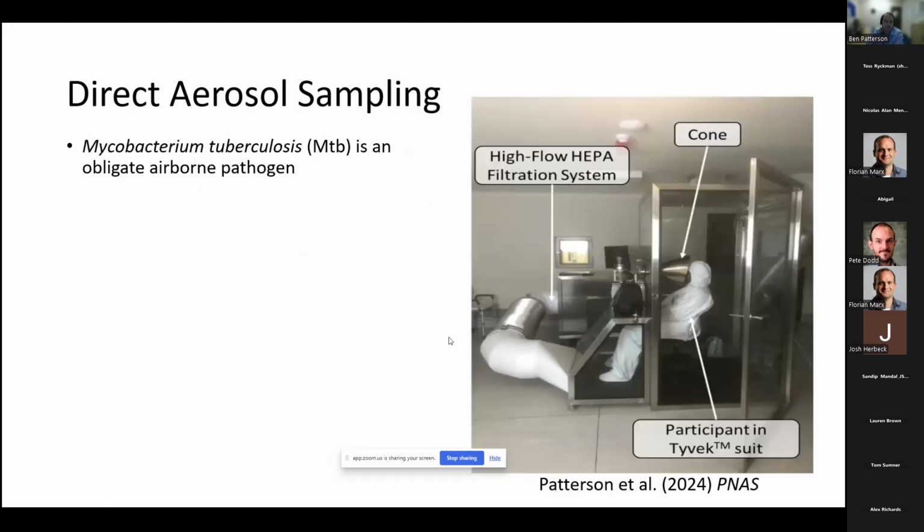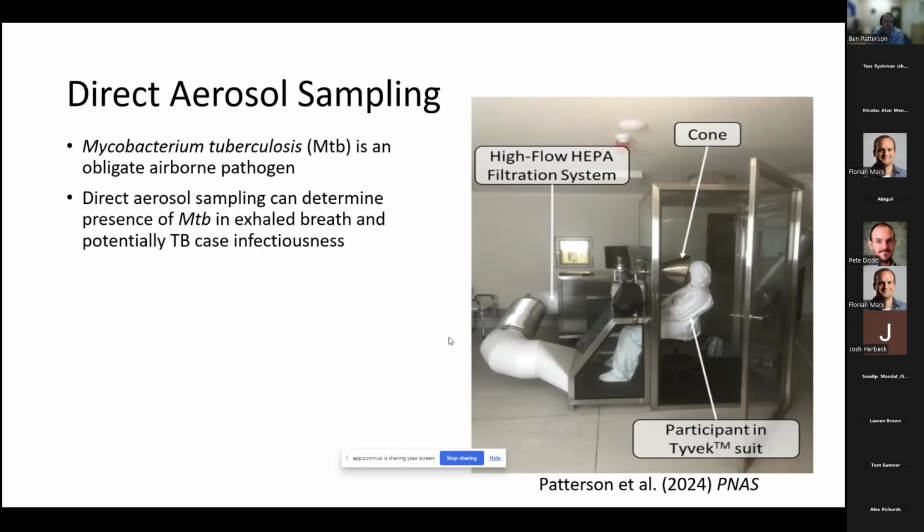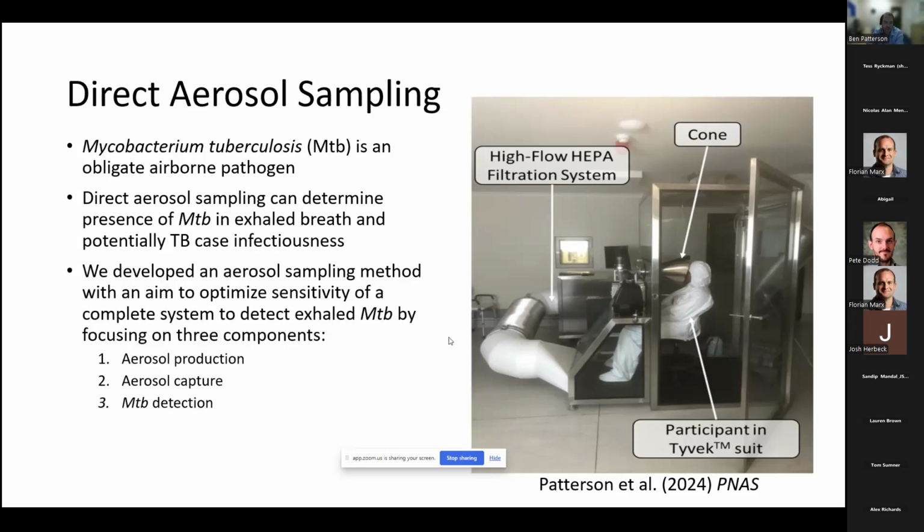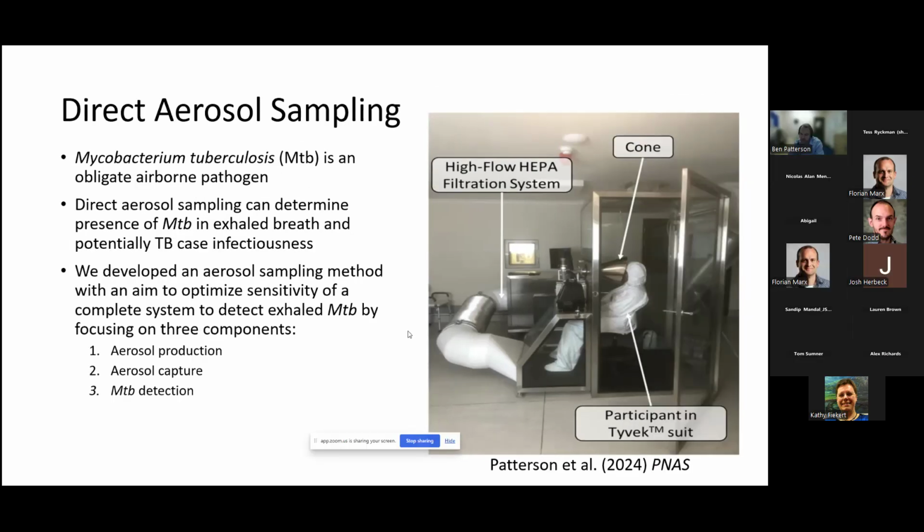So first off, direct aerosol sampling, this was really the bulk of my PhD. And so based on the idea that we know that MTB is an obligate airborne pathogen, there's an attractiveness to being able to directly sample individuals with TB or somewhere on the TB disease spectrum for their aerosol specifically, on the basis that if we can determine the presence of TB in exhaled breath, that potentially tells us about their infectiousness.